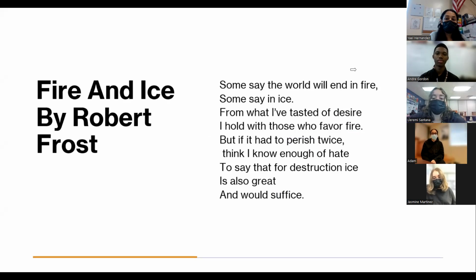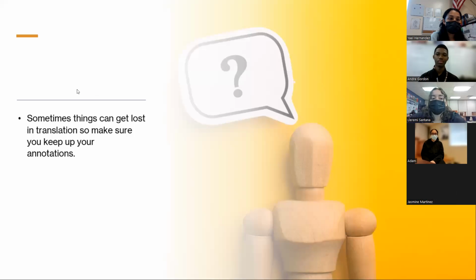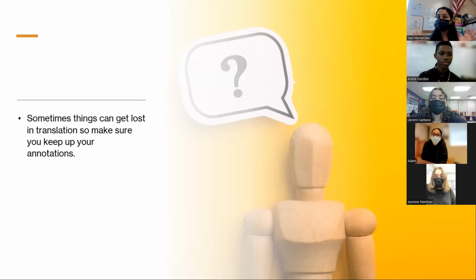Now, unfortunately, we can't analyze the whole poem, like I said, but we will continue next class. To end off today's lesson, I want you guys to read out this little quote for me to help you guys with annotating for next time. Ready? Read it with me. Everybody unmute. Ready? Sometimes things can get lost in translation, so make sure you keep up your annotations. Okay, good job, guys.